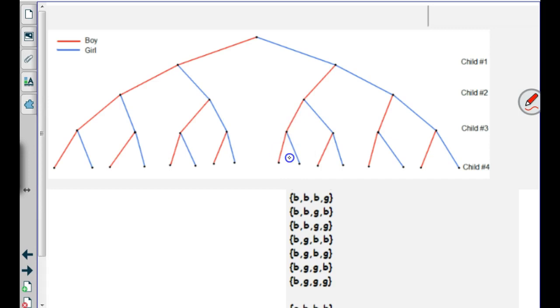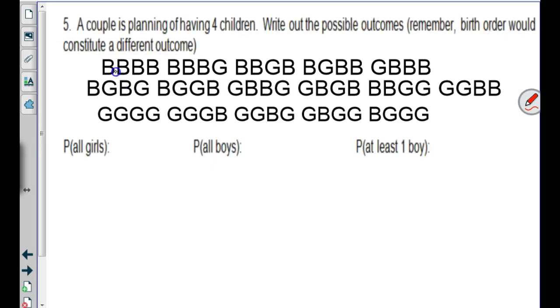Okay. I actually listed all the possibilities here. You could have boy, boy, boy, boy, boy, boy, boy, girl, boy, boy. So all of this was all boys. This was 1 girl, and I moved it in different spots. This is 2 girls, and I moved them in different spots. Okay. And this is all girls or 3 girls and 1 boy, and I moved them in different spots. All right, so how many different ways could that happen? 16 different ways, right?